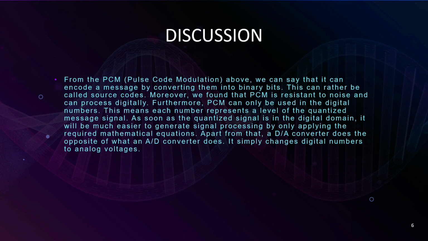As soon as the quantized signal is in the digital domain, it is much easier to perform signal processing by only applying the required mathematical equation. Apart from that, a D to A converter does the opposite of what an A to D converter does. It simply changes digital numbers to analog.